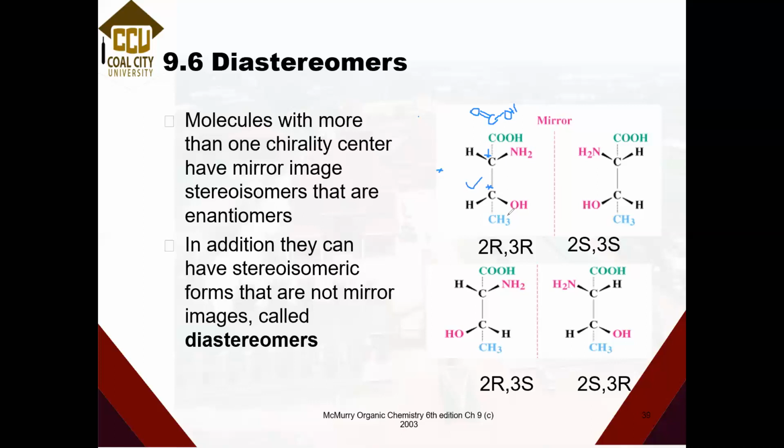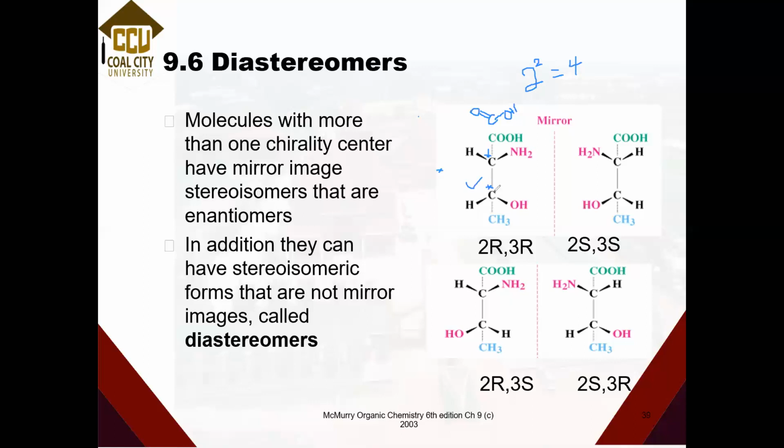Now, since we have 2 chiral centers, each of those chiral centers has a name. We are going to name each one differently. But how many possible stereoisomers can I have? Since there are 2 chiral centers, I can have 2 raised to the power of what? N. And N is 2 because there are 2 chiral centers. So 2 raised to the power of 2 is equal to what? 4. That is why I have 4 different stereoisomers. Now, of the 4 different stereoisomers, 2 are mirror images, so they are enantiomers. These 2 are also mirror images, so they are enantiomers.